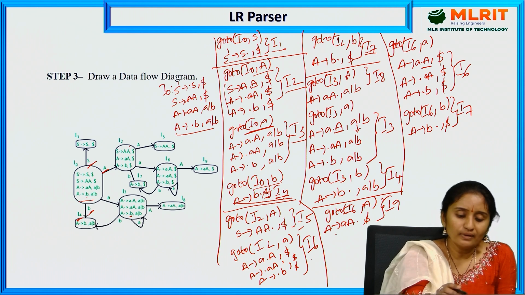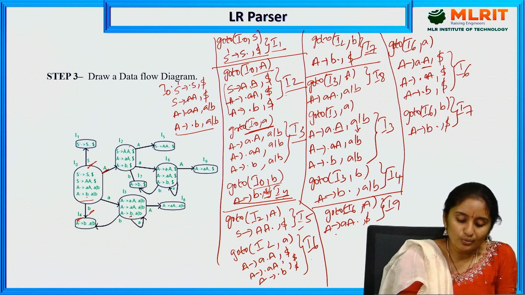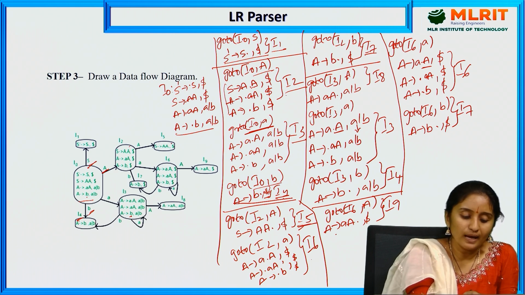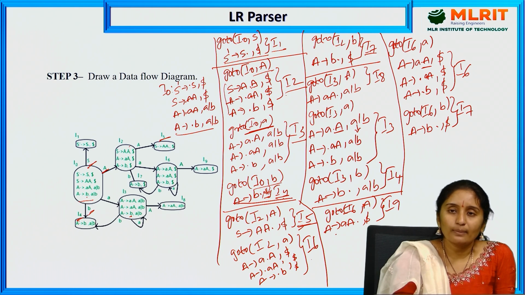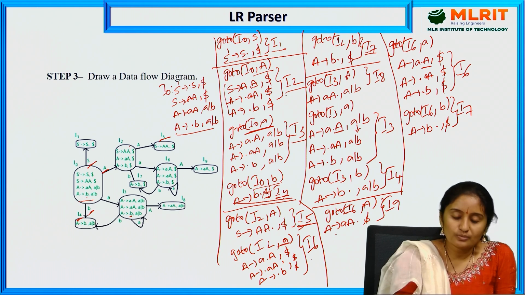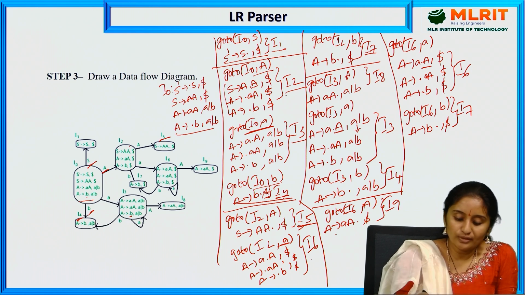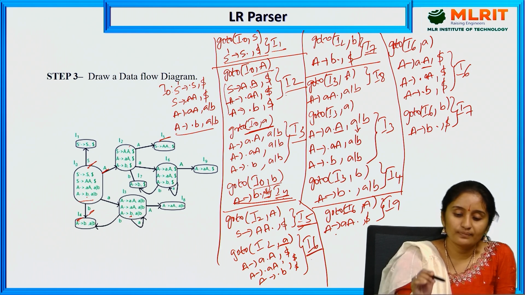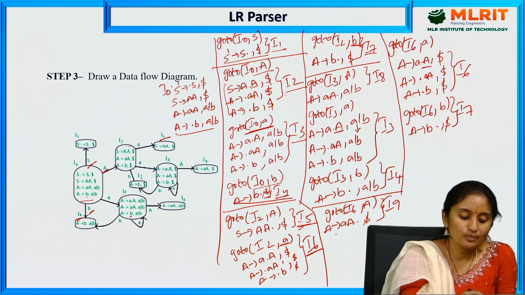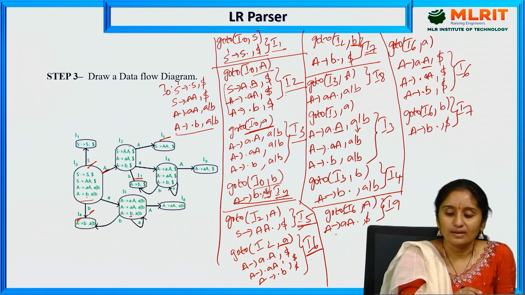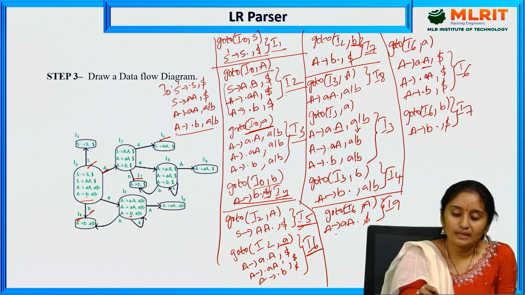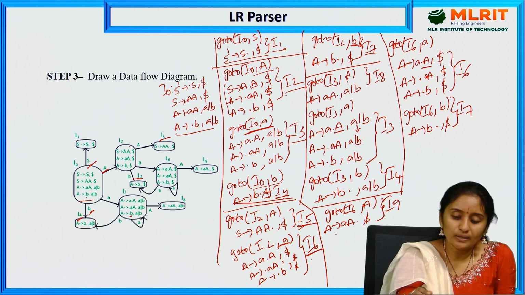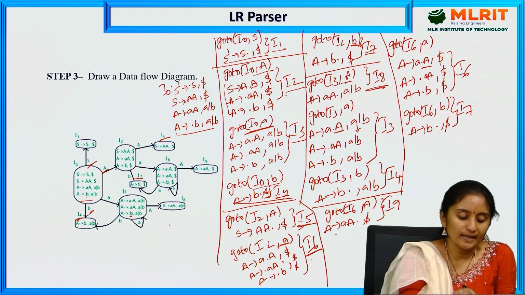Next, I1 is completed. There are no new states. Then afterwards we apply the goto function on the I2 state. I2 on capital A is moving to the I5 state. I2 on small a is moving to the I6 state. I2 on small b is moving to the I7 state. I2 is completed. Then go for I3. I3 on capital A is moving to I8.